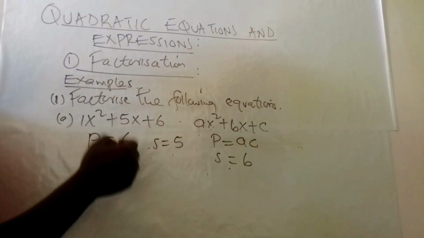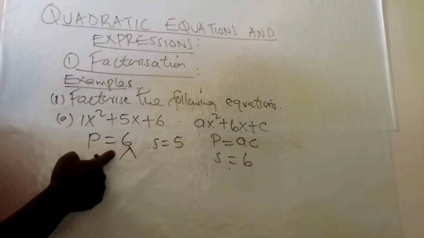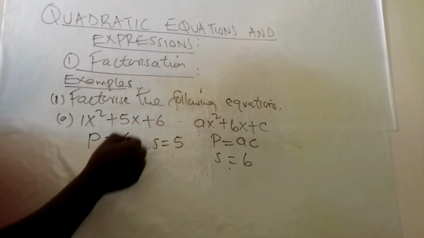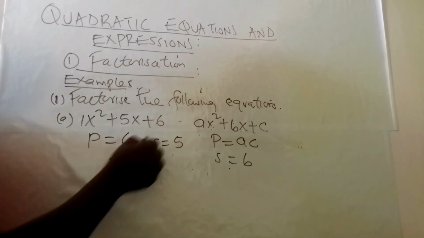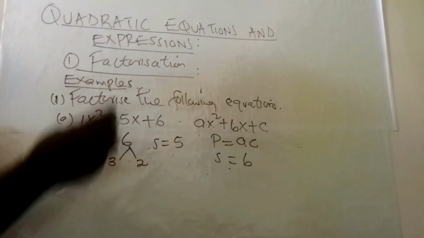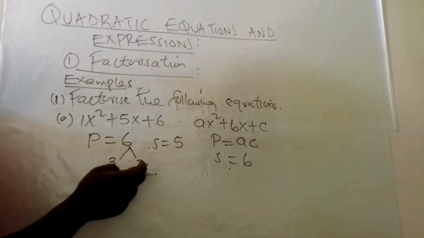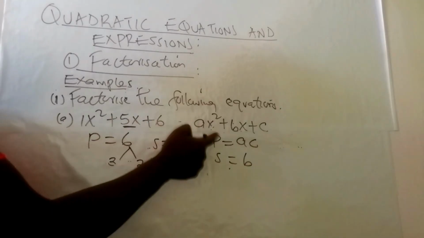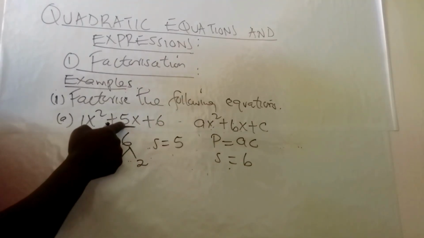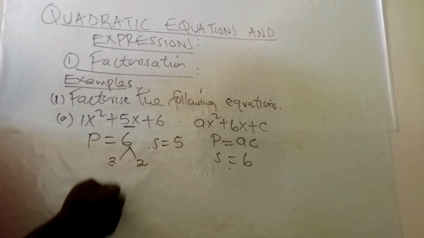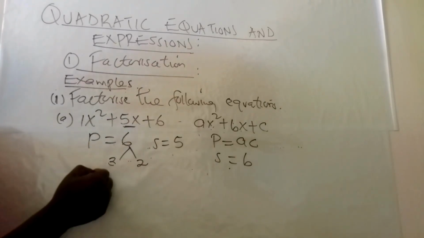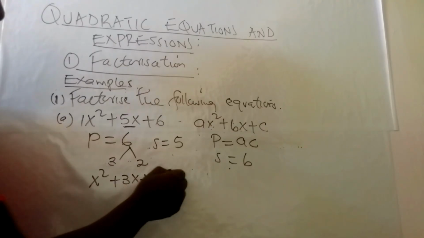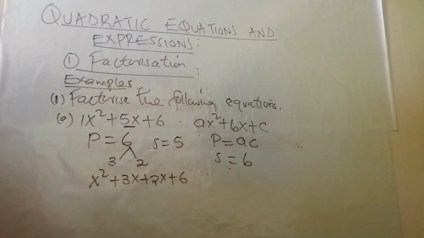So now we ask ourselves, which two numbers when we multiply, we get 6, and when we add them, we get 5. The numbers here are 3 and 2. So now, these two factors, 3 and 2, we use them to express our b, which is our 5x in this case, in two ways. So we are going to expand this one. This is x squared plus 3x plus 2x plus 6.